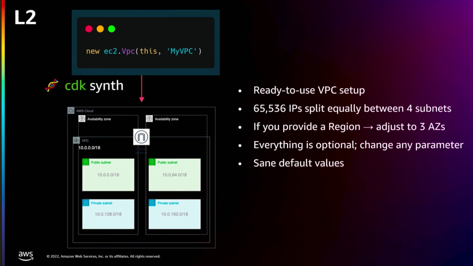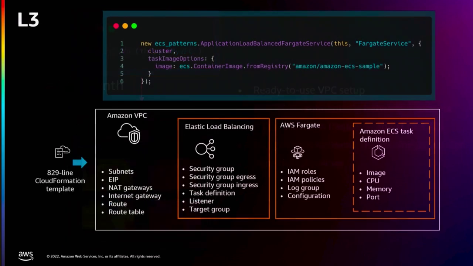For an L2 construct, which I'm going to attempt to use in my demo later, take a VPC. Traditionally when you're deploying a VPC, you don't just want a VPC, right? You want subnets, you want routing rules, all that good stuff. If you create a VPC with a level two construct, you're going to get an architecture that looks like this. We're moving above the CloudFormation resources and actually giving you the things that you need, so additional subnets, stuff like that.